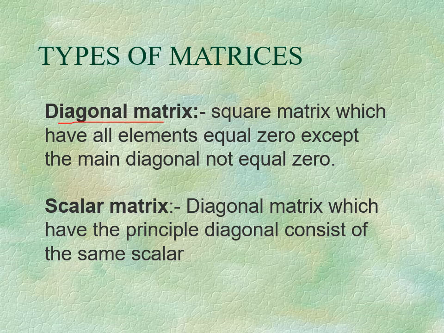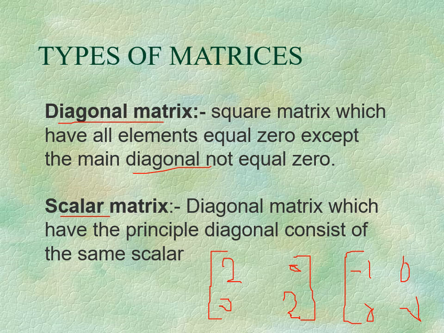So as we said before, diagonal matrix is a square matrix which has all elements equal 0 except the main diagonal not equal 0. A scalar matrix is a diagonal matrix which has the principal diagonal consisting of the same scalar. As we said before, if we have 2 by 2, it will be 2, 2, 0, 0. This is a scalar matrix, or it can be negative 1, negative 1, of course 0, 0.